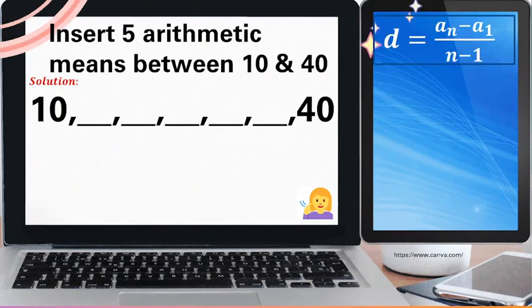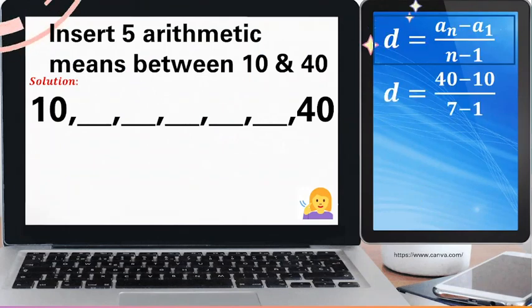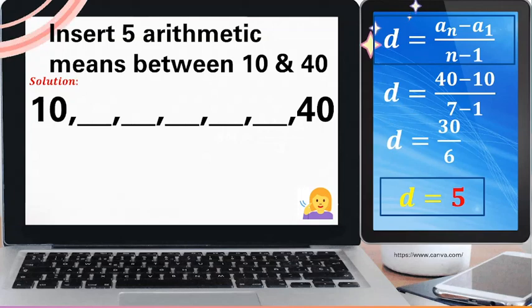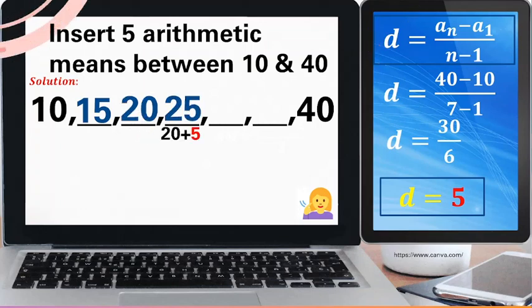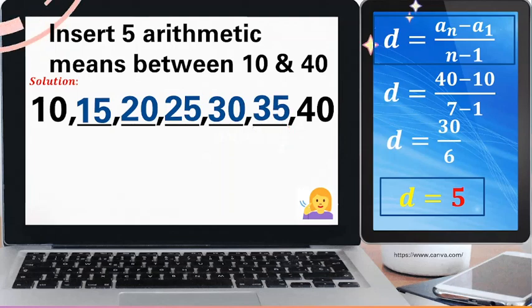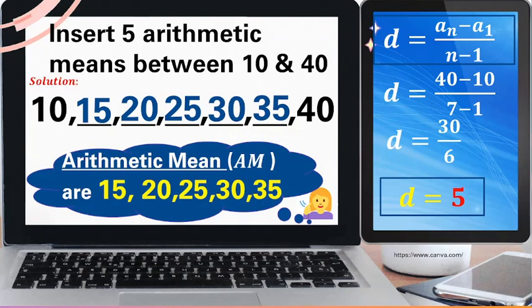Next, insert 5 arithmetic means between 10 and 40. 40 is the last term, 10 is the first term. And n is equal to 7, wherein there are 7 terms. Then solve for d, which is 5. So 10 plus 5 is 15, 15 plus 5 is 20, 20 plus 5 is 25, 25 plus 5 is 30, 30 plus 5 is 35. So these are called arithmetic means.